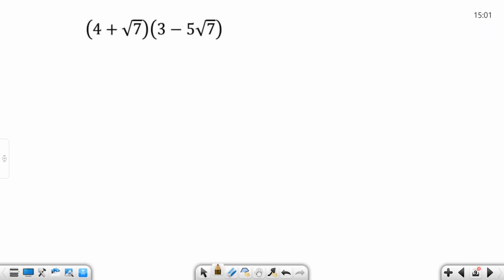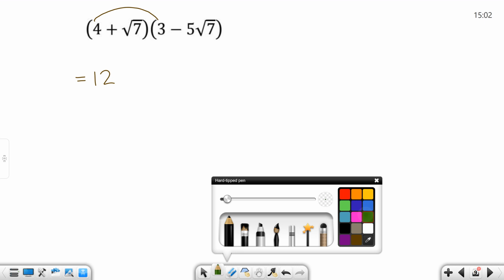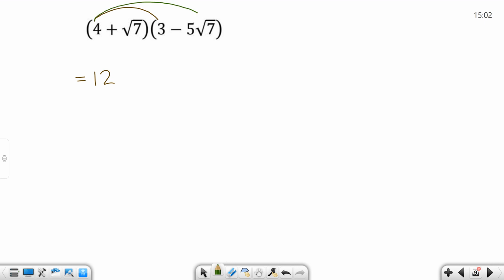Okay? So here, 2 terms times 2 terms is FOIL. FOIL. First, so let's do that in brown. 4 times 3. 4 times 3 is 12. And then I'm just going to change colors for each one of these. Outer, outside, 4 times negative 5 square root of 7. The 4 and the negative 5 are not under radicals. They can be multiplied. That's going to be negative 20, and then tack on the square root of 7. That's like negative 20x. Okay?